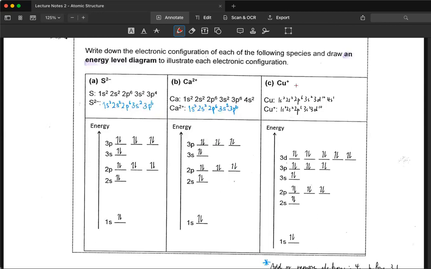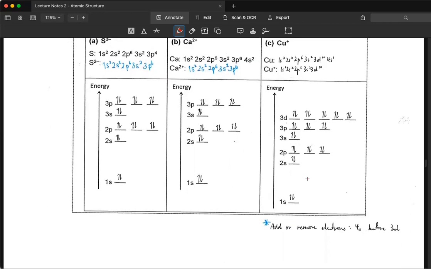Copper plus, not 2 plus, lost only 1 electron and it has to be from the 4s, not the 3d. Okay, so it will form this. You have the 3d orbitals.